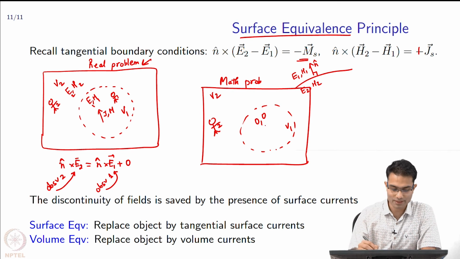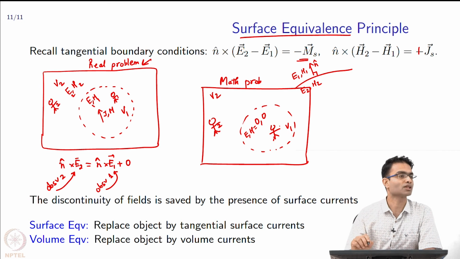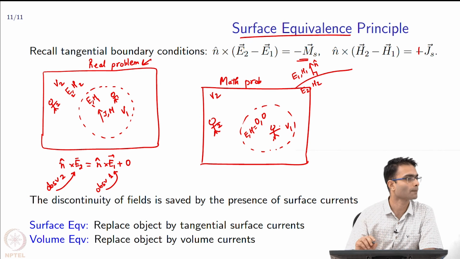So, let us play along with this game. The current sources are here. Now, actually we need not worry about the current sources over here. I am setting the fields over here, E comma H, equal to 0, 0, that is what observer 1 is going to report. Observer 1 is going to play a little bit of mischief. Observer 1 is going to say fields are 0 inside.